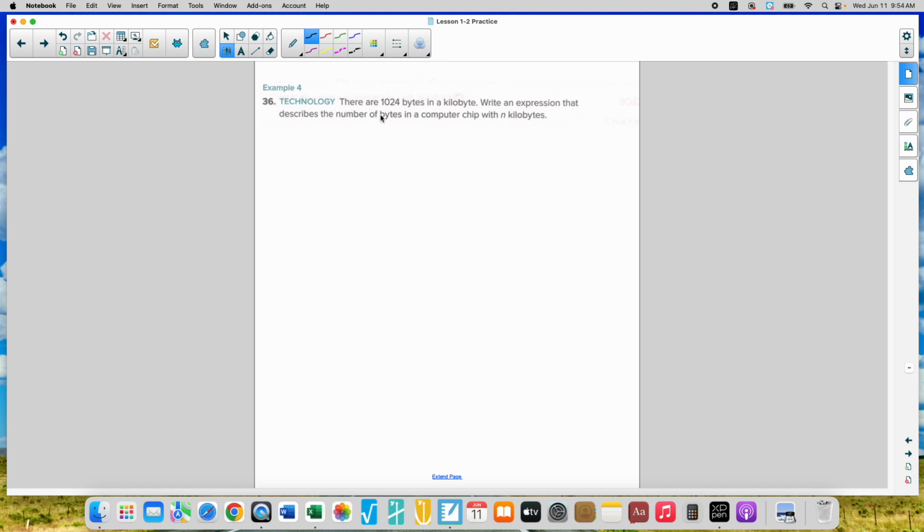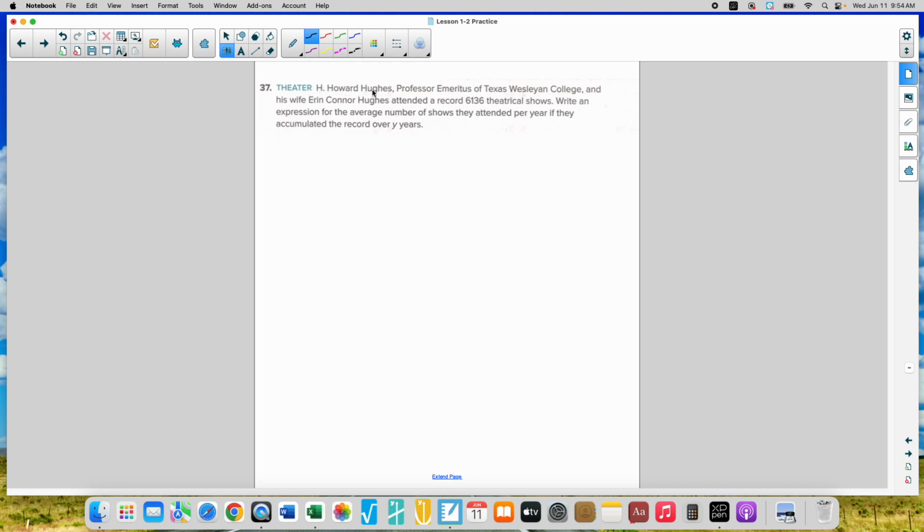Example 4. There are 1,024 bytes in a kilobyte. Write an expression that describes the number of bytes in a computer with n kilobytes. So for each kilobyte, it is equal to 1,024 bytes. So if we wanted to find out how many bytes there are, we would take the number of kilobytes times 1024. And you could write it also 1024 times n. So both are okay. It doesn't matter about the order in the word problems.